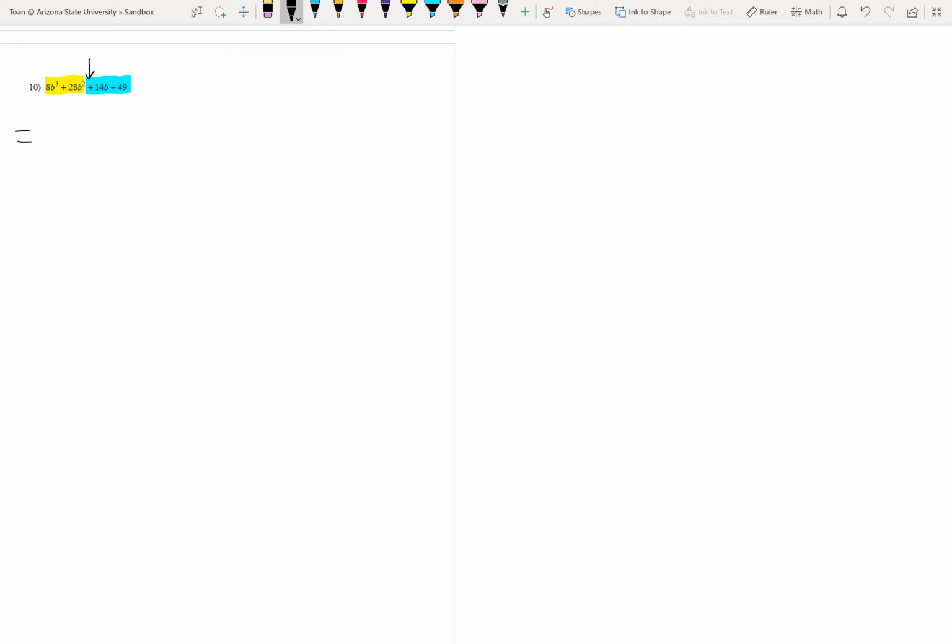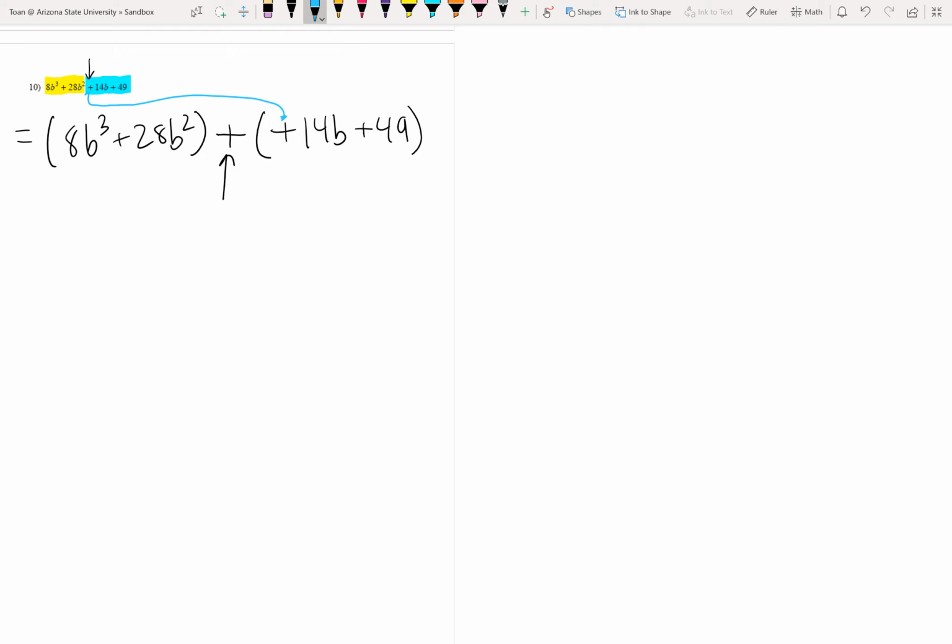So if I were to rewrite this problem, it would be 8b cubed plus 28b squared in its own parentheses, always a plus, and in the second parentheses include the sign in front of the term, plus 14b squared plus 49. So just to reiterate, you always put a plus sign here, and this symbol is dependent on whatever the original symbol is.